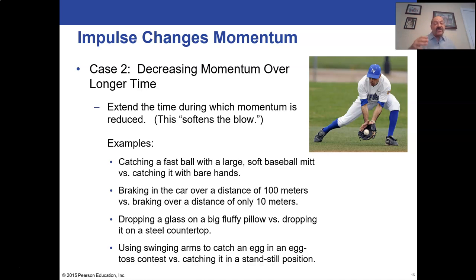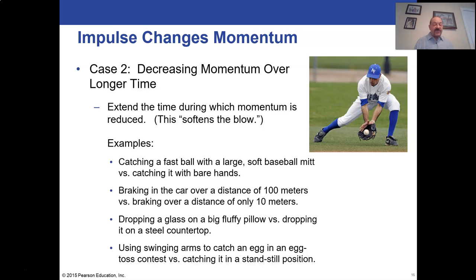If you're dropping the glass, it has a certain velocity before it hits. It's turning its velocity to 0. The impulse is identical whether it hits a hard surface or a soft surface. The only difference is how long it takes to slow it down. And if you take a long time to slow it down, the force is going to be smaller. Big time means low force. Short time, hitting it on a steel countertop, means a high force. And that's why glasses break on a steel top, but they don't break on a pillow.